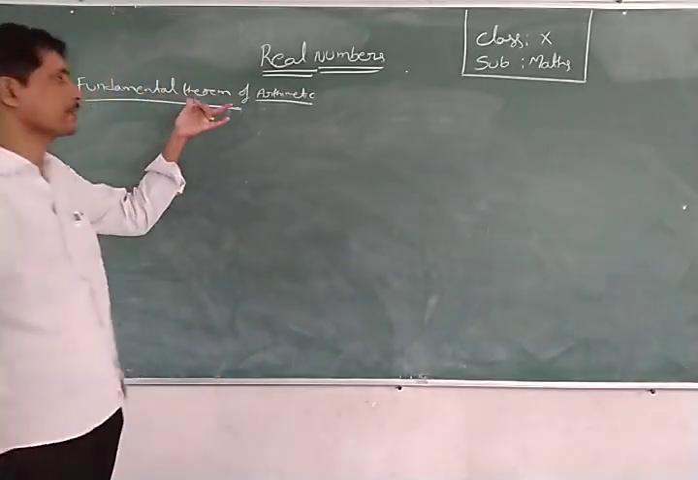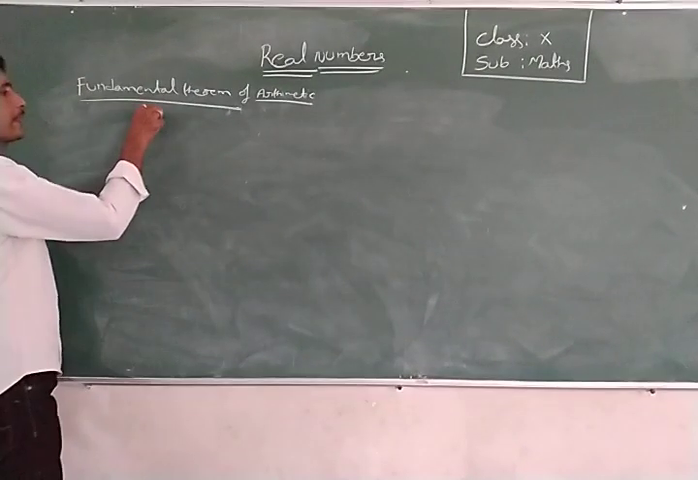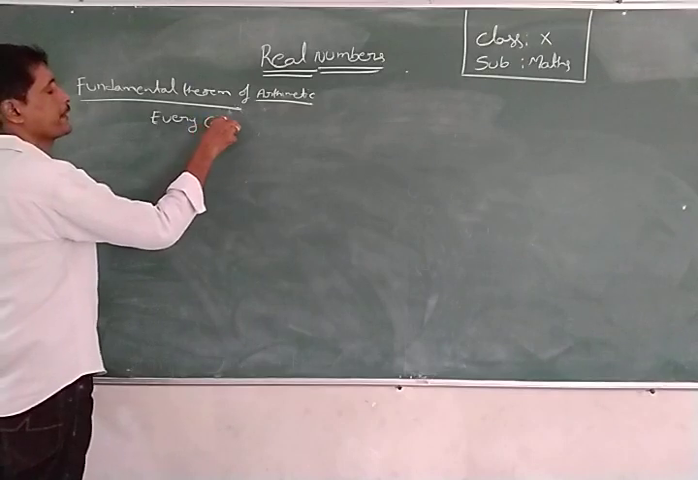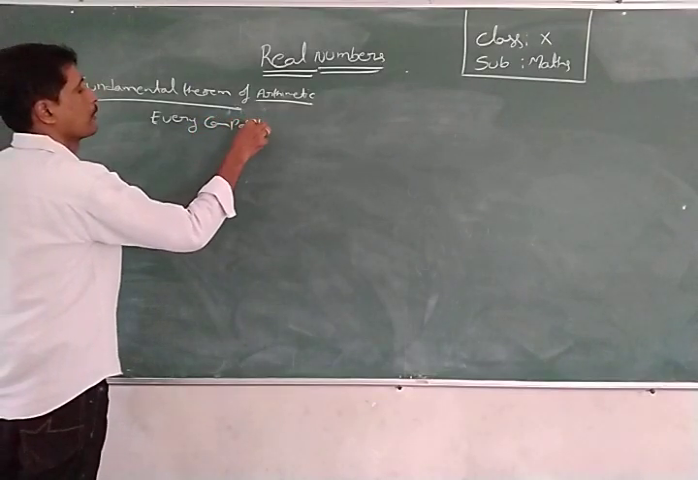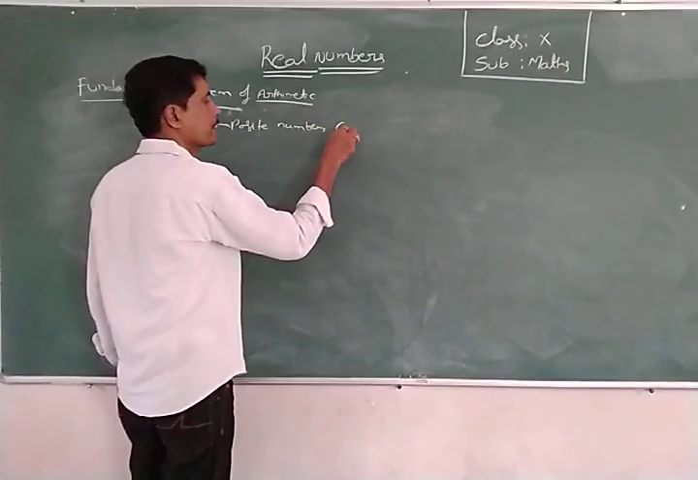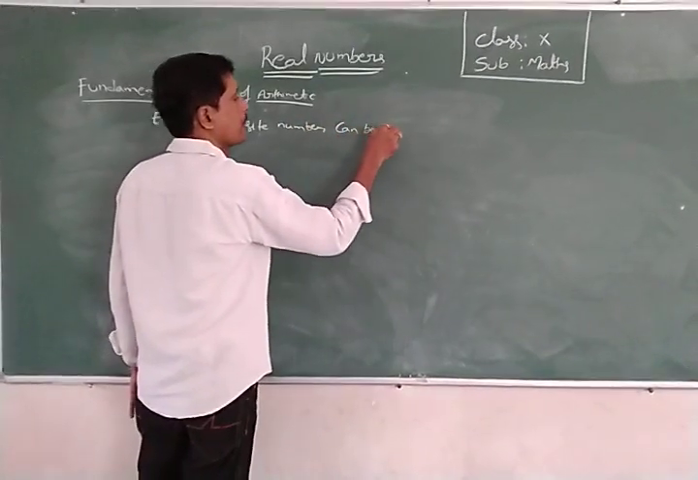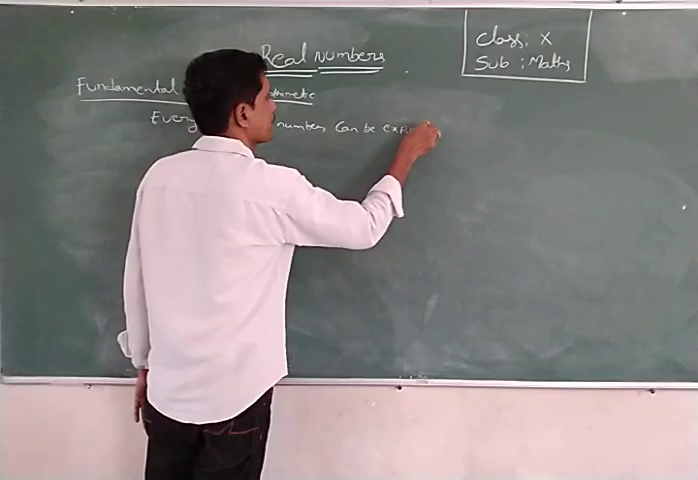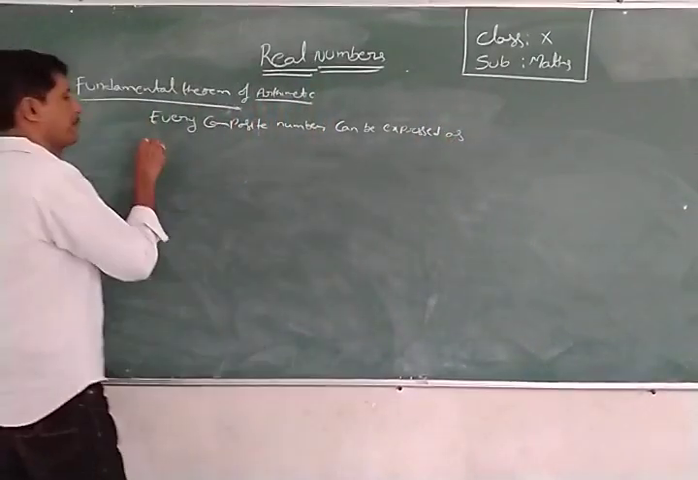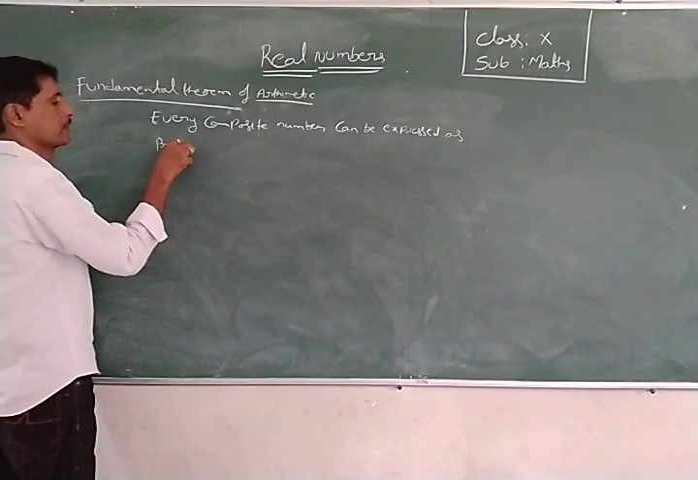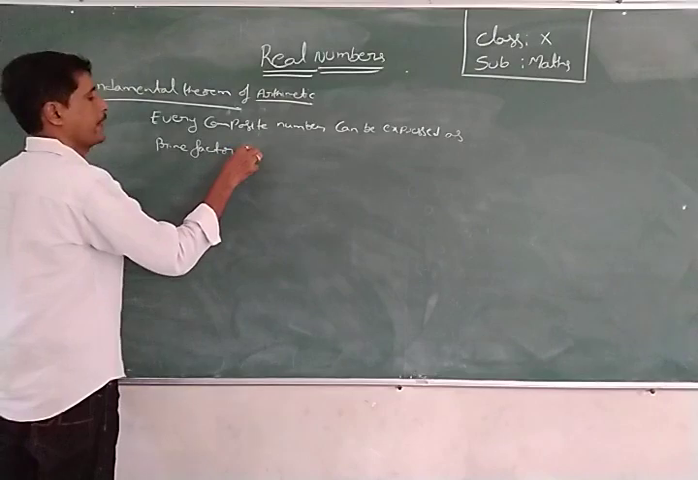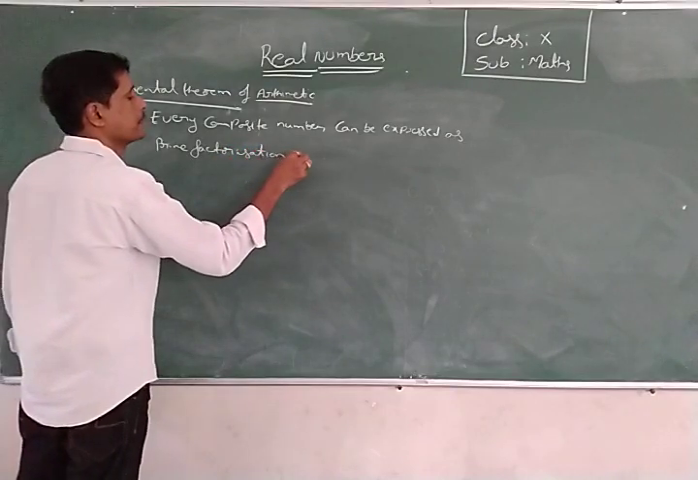Therefore, the fundamental theorem of arithmetic: every composite number can be expressed as a prime factorization, and it is unique.